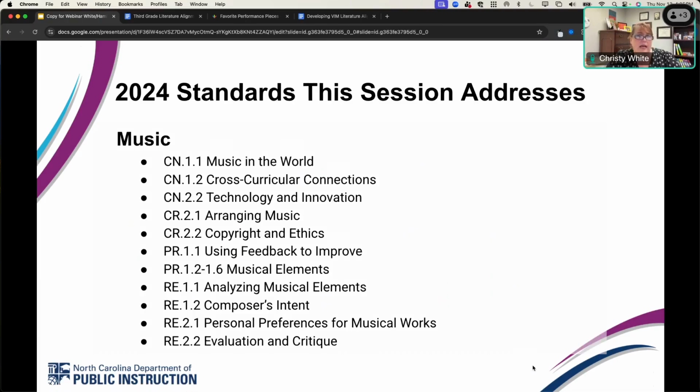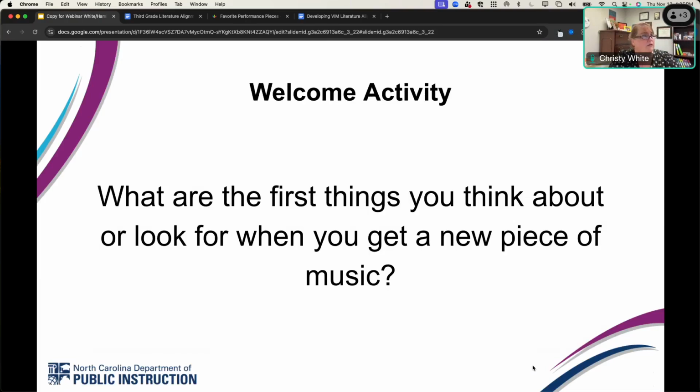The next slide just has some of the standards that this session will address, so you can get a good look at those. And then we have a little welcome activity for you. So on your guide, would you please think about the first things that you think about or look for when you get a new piece of music?